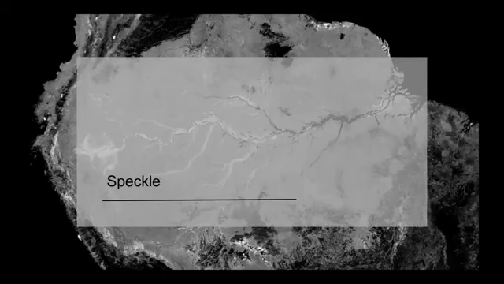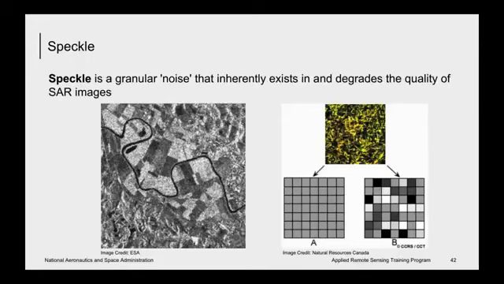So the last part that I want to discuss is speckle. Speckle appears as a very grainy salt and pepper texture in an image, and it's caused by random constructive and destructive interference from multiple scattering returns within a pixel cell.